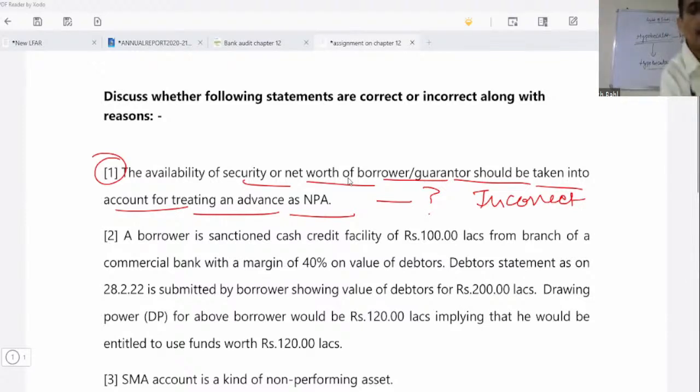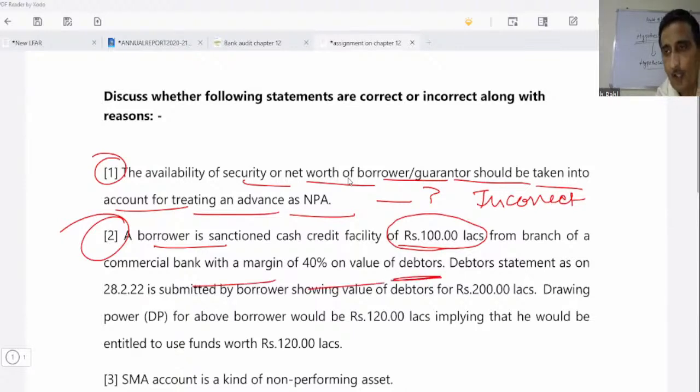Now, second question. A borrower, say a company, is sanctioned a cash credit facility of 100 lakhs, 1 crore, from a branch of a commercial bank with a margin of 40% on value of debtors. Now CC limit has been sanctioned of rupees 1 crore with a margin of 40% on value of debtors. इसका क्या मतलब है? इसका मतलब है कि भैया जितने वैल्यू है डेटर्स की उसका 40% आपको अपना मार्जिन देना पड़ेगा, 60% बैंक फाइनेंस करेगा डेटर्स के ऊपर.